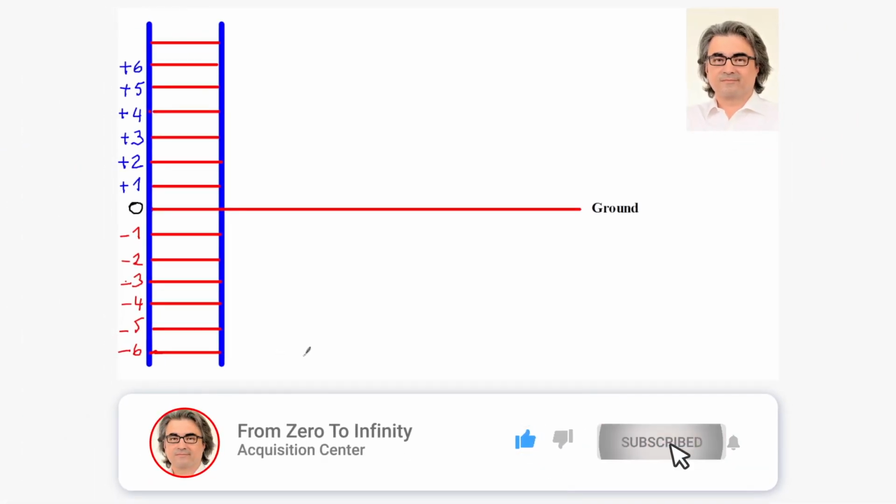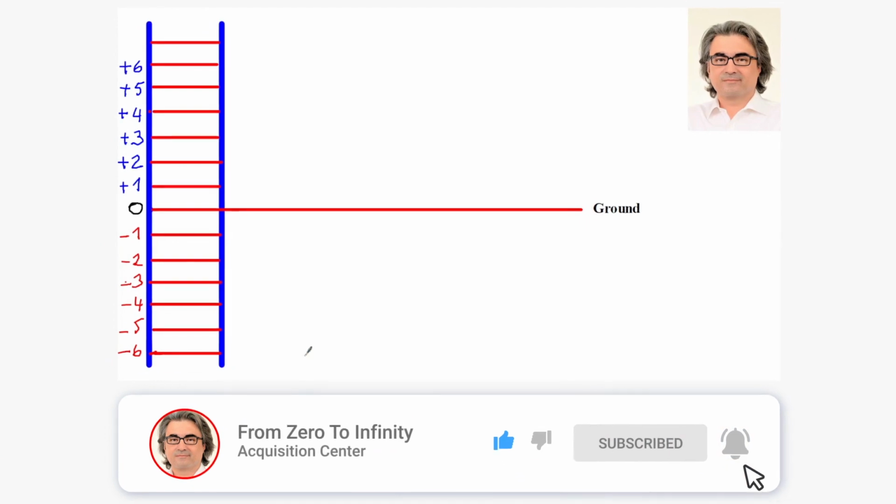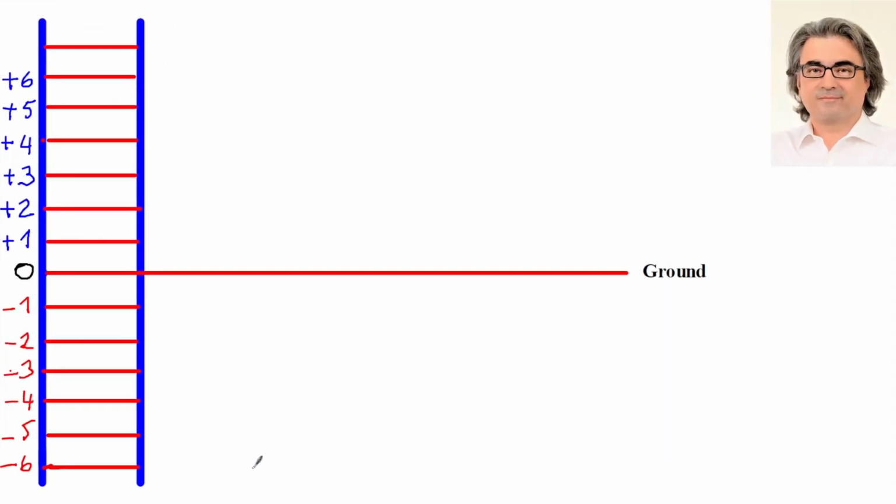Hi guys! In our previous lesson, we developed the concept of integers on the ladder. In today's lesson, we'll try to make addition and subtraction operations on integers, again on the same ladder. Now, here is our first example.